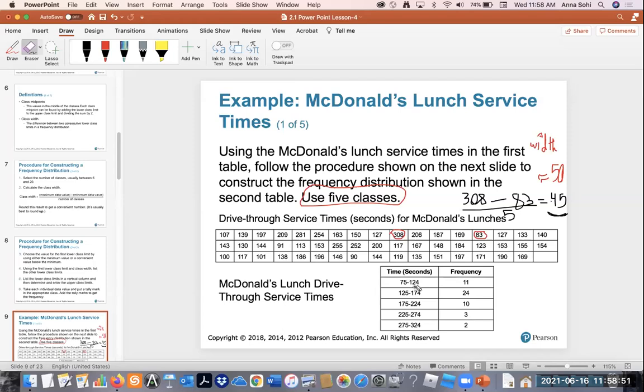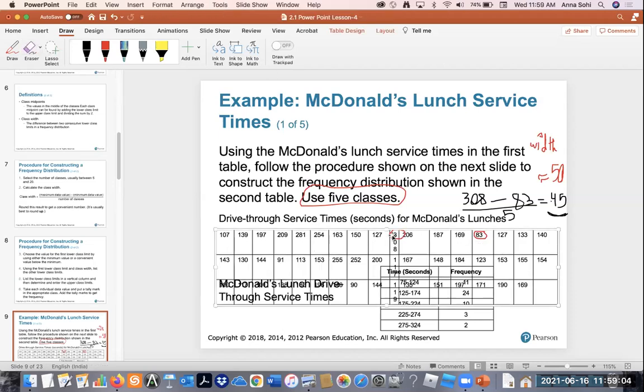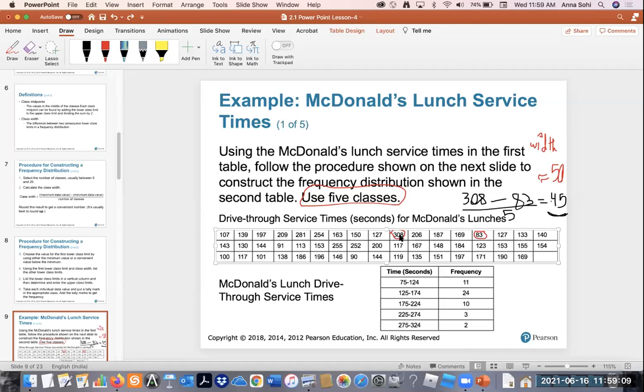Okay, so now let's go through the table and count the numbers. How many numbers do I have between 75 and 124? Yeah, that's 1, until 124.